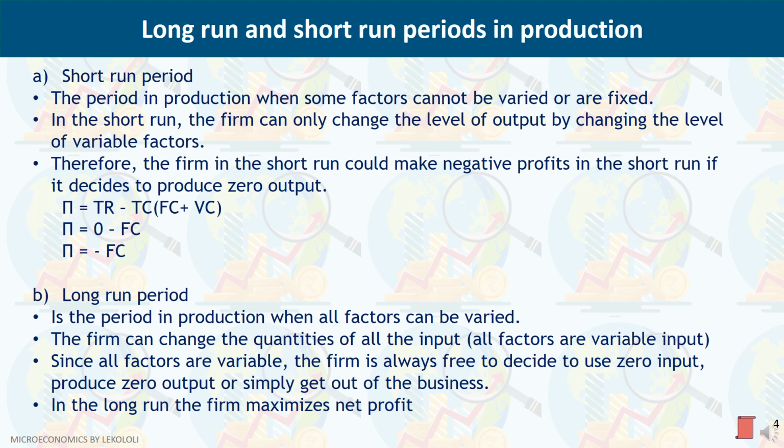In economic terms, we calculate profit as the difference between total revenue TR and total cost TC, where TC is the sum of both fixed cost and variable cost. So, in the short run, your profit will be TR minus TC, where TC is the summation of FC and VC, which is simplified to profit equals negative FC in a case where there's no production going on.